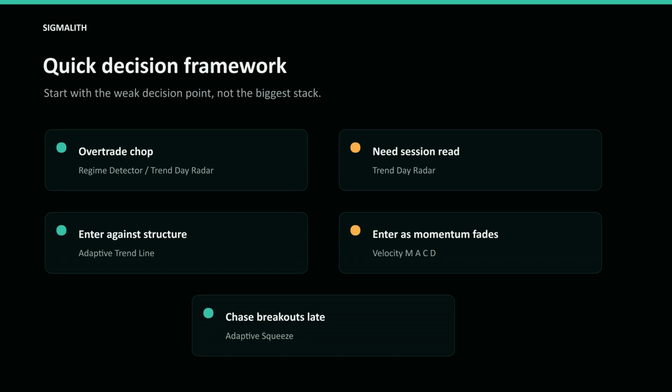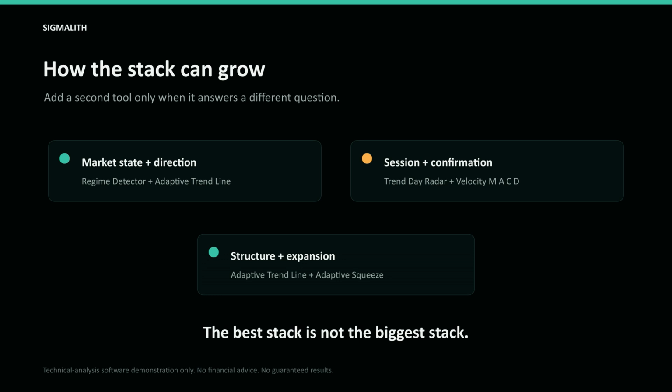And if you are not sure, do not start with the full stack. Start with the one question that causes the most confusion. Then use chart replay, historical review, or your own journal to decide whether that tool actually improves your process. Only add a second indicator when it answers a different question. Once the first tool earns its place, you can build slowly.